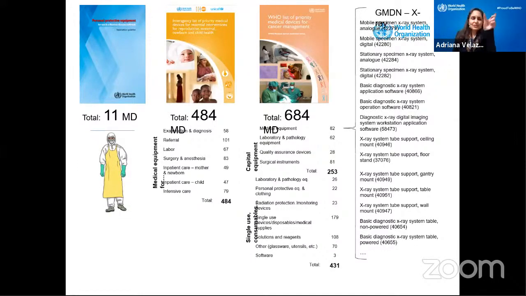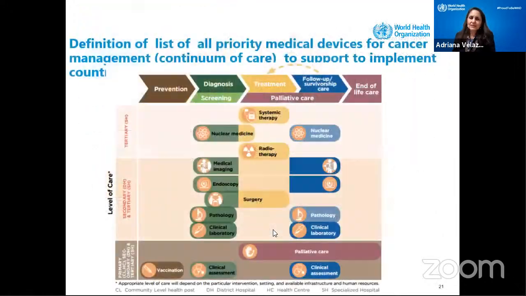So for personal protective equipment, we have 11 elements, and we have to describe each of them. For reproductive health, we have, I'm sorry, this slide got shifted, 484 plus all the surgical instruments. And for the cancer book, we have 684 devices. As you can see, you have the X-ray system, laboratory pathology, surgical instruments, glassware, solutions, reagents, etc.